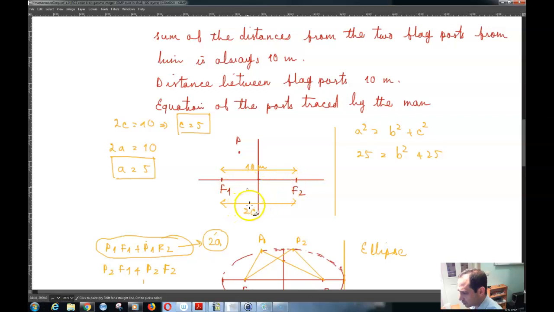If 2c is equal to 10, the distance between the flag posts is 10 meters. Maybe I read the question wrong. I don't know. The question says the sum of the distances of the two flag posts from him is always 10 meters, and the distance between the flag posts is 8 meters. I see. Sorry, this is 8 meters. This is supposed to be 8 meters.